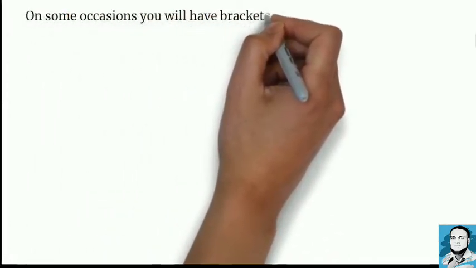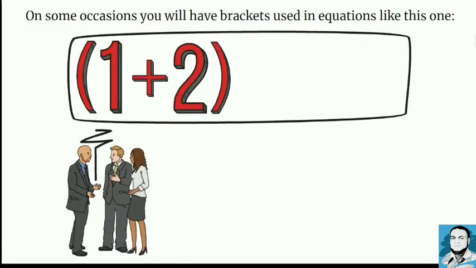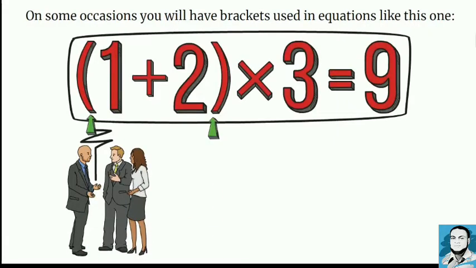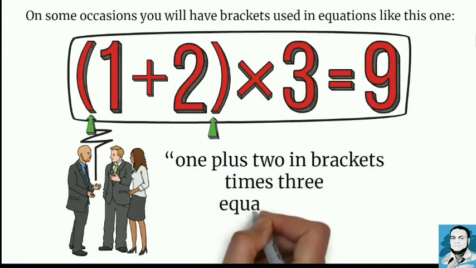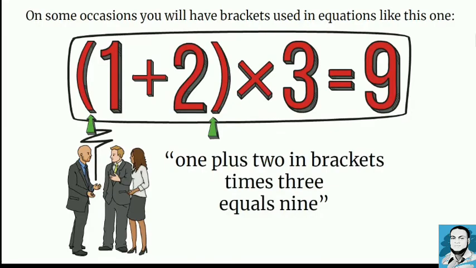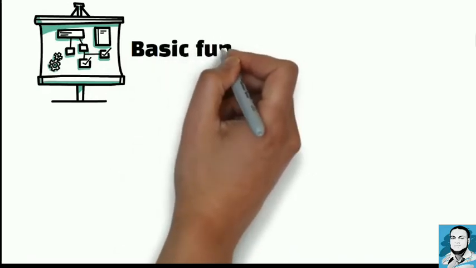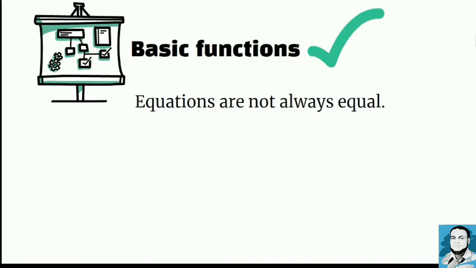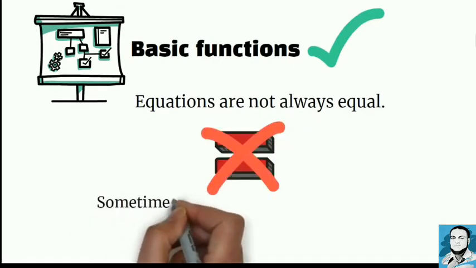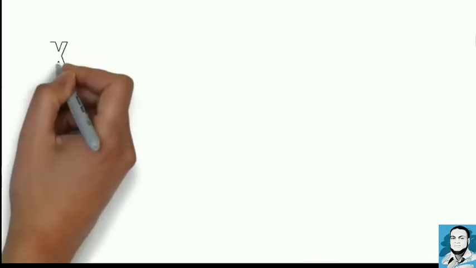It is also worth mentioning that on some occasions you will have brackets used in the equations like this one. We read this as 1 plus 2 in brackets times 3 equals 9. Okay, we have now covered the basic functions. As you know, equations are not always equal. Sometimes you could get different symbols instead of the equals sign. Let's see some examples.